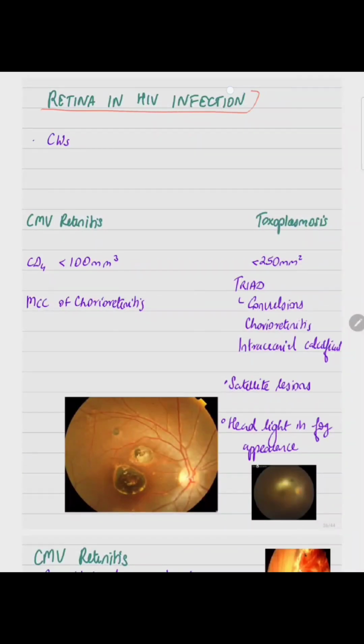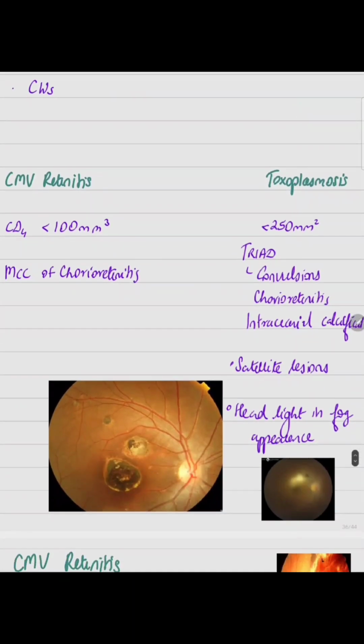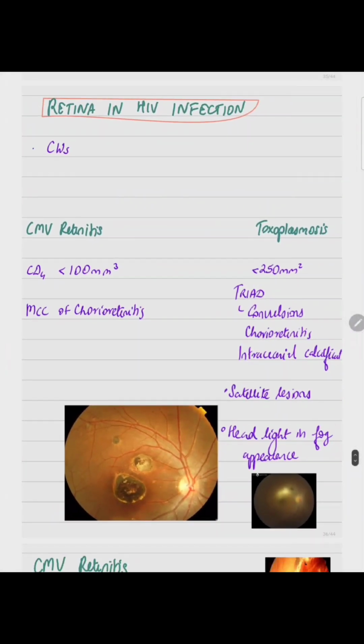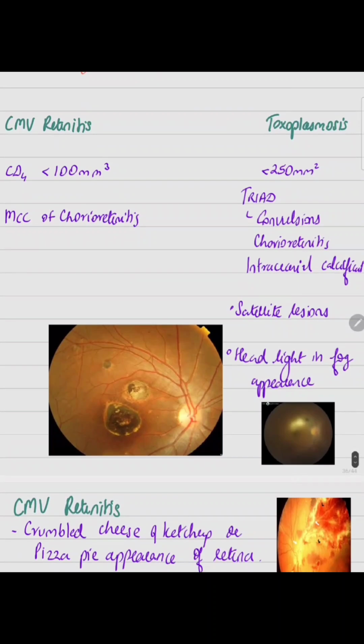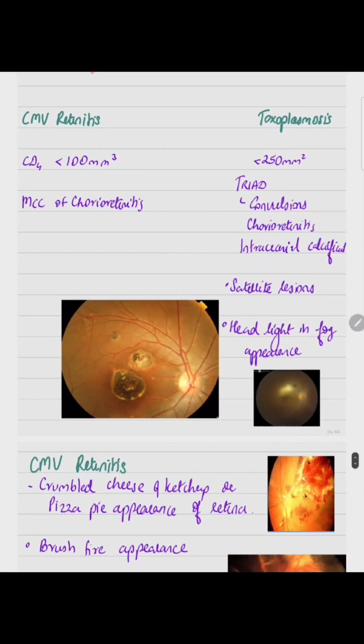Next is retina in HIV infections. Now, there will be multiple cotton wool spots which occur in about 50% of the cases. Retinal hemorrhages will also be there in approximately 15 to 40% of the cases. Microaneurysms and telangiectasia are also seen.